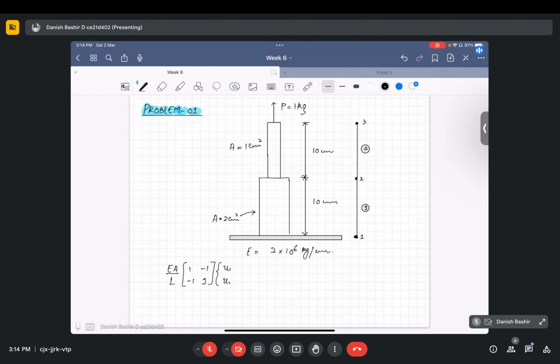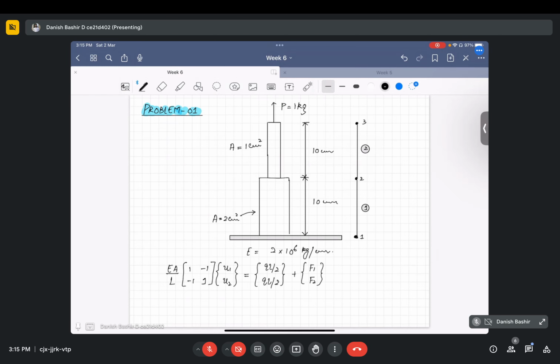is equal to QL by 2, where Q is the distributed load. In the last formulation we saw what Q was, and F1 F2 are the nodal forces that act on the two nodes. Using the same equation we will write the element equation for element first.